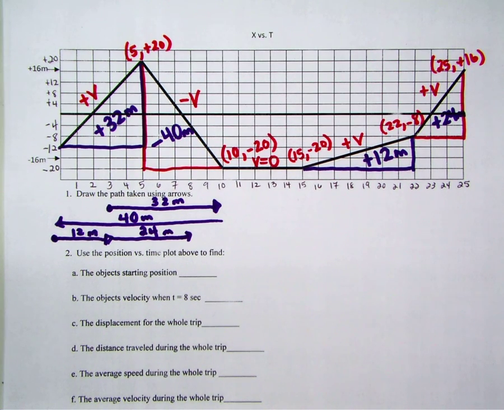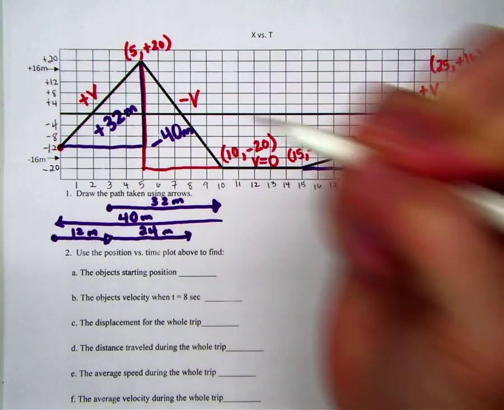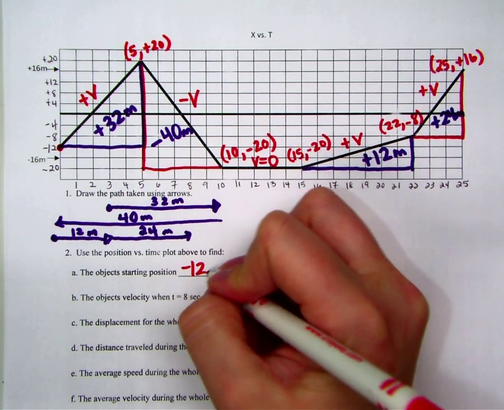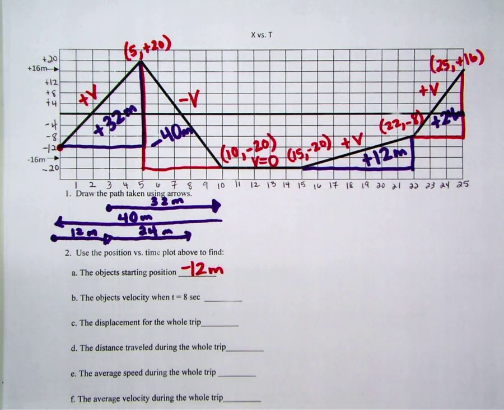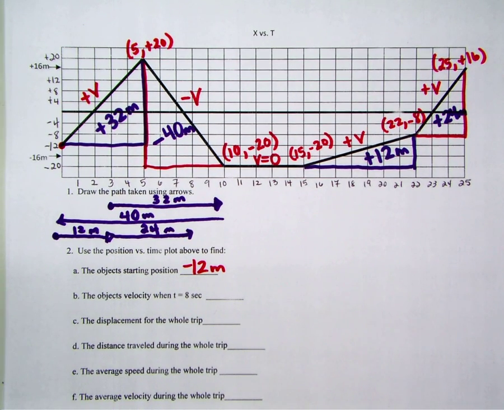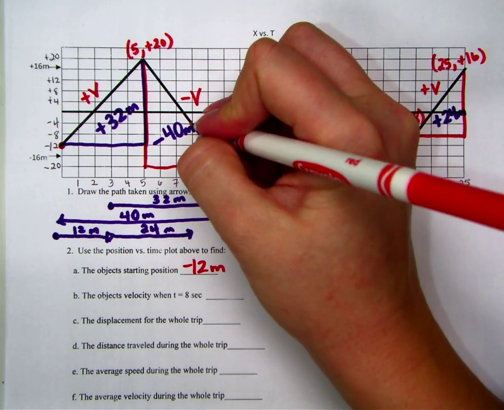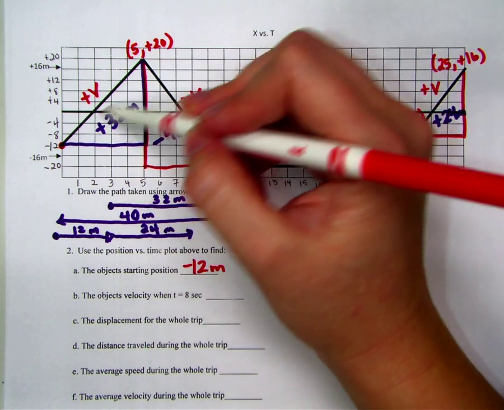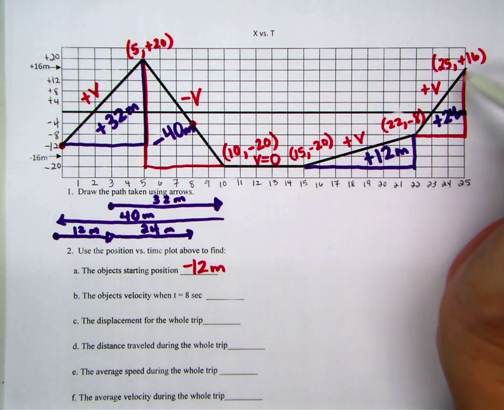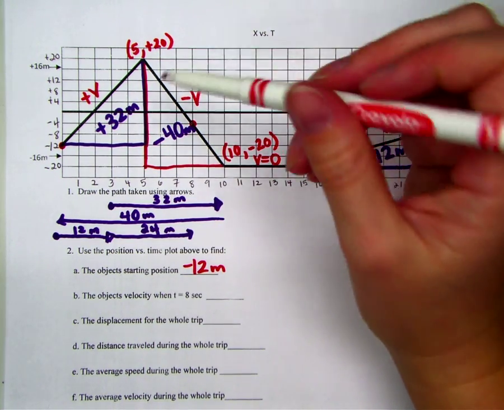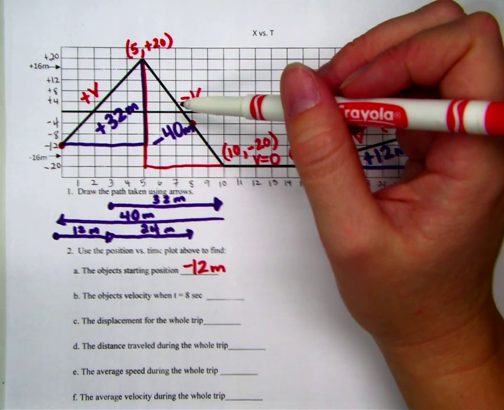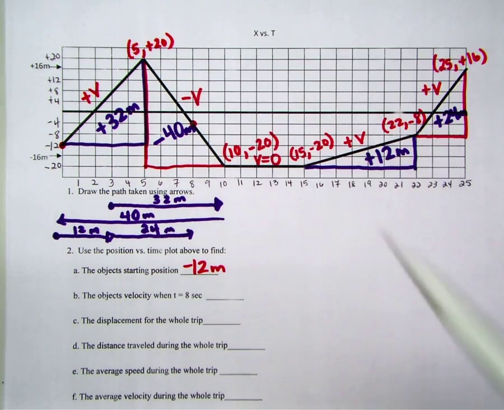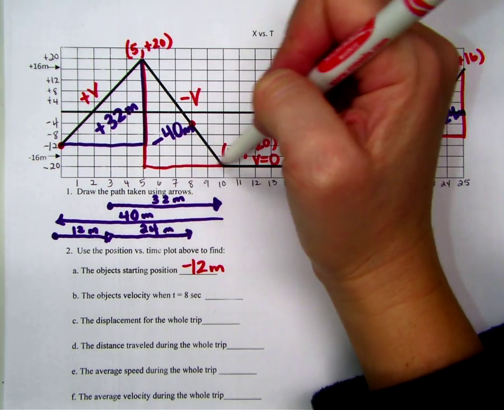The object's starting position or starting location: we look right here, when t equals 0, it is at -12 meters. The object's velocity when t equals 8: well, I find where 8 touches my segment. It is in segment 2. Notice, all of these are linear representations, meaning the velocities are constant. When that is constant, you know that the object's velocity doesn't change for that whole period of time.